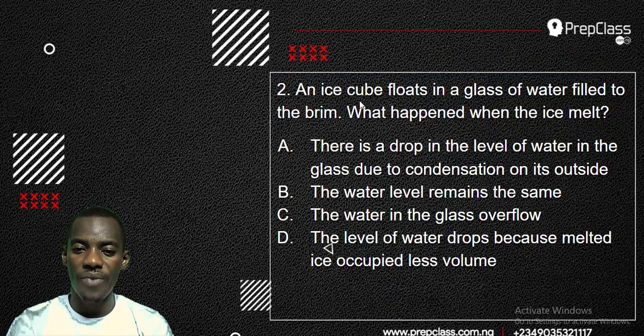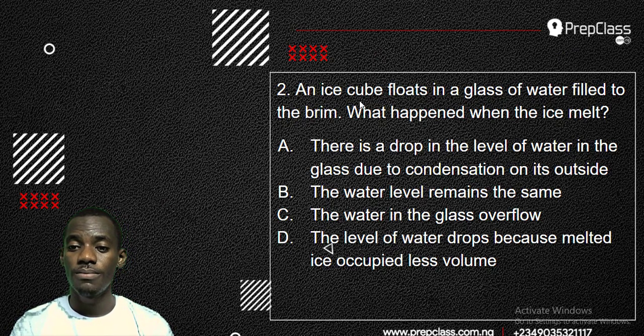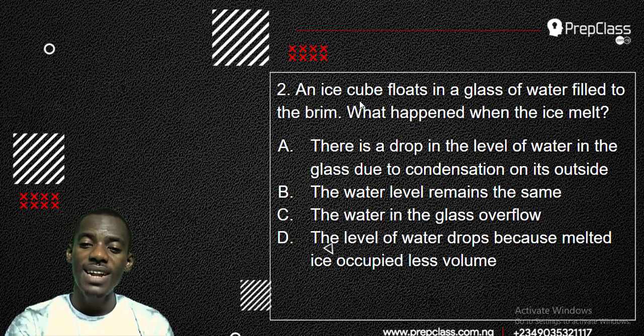So let's check out the options first. A, there's a drop in the level of water in the glass due to condensation on its outside. B, the water level remains the same. C, the water in the glass overflows. D, the level of water drops because melted ice occupies less volume. How true is that? Let's check it out now.